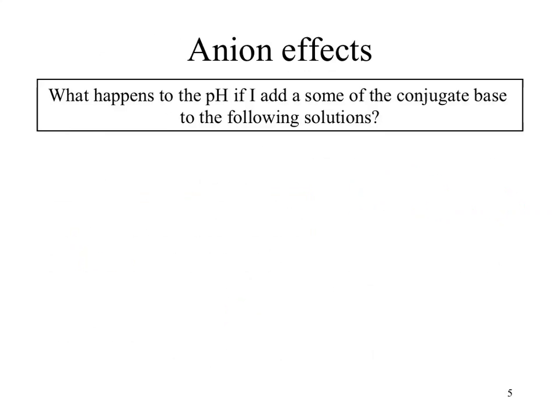Why look at the conjugate base? What charge is a base? Negative. What's another name for a negative species? Anion effects. So that's what we're looking at. We're going to look at the conjugate base. There's our anion. So what happens when we add the anion to the solution?